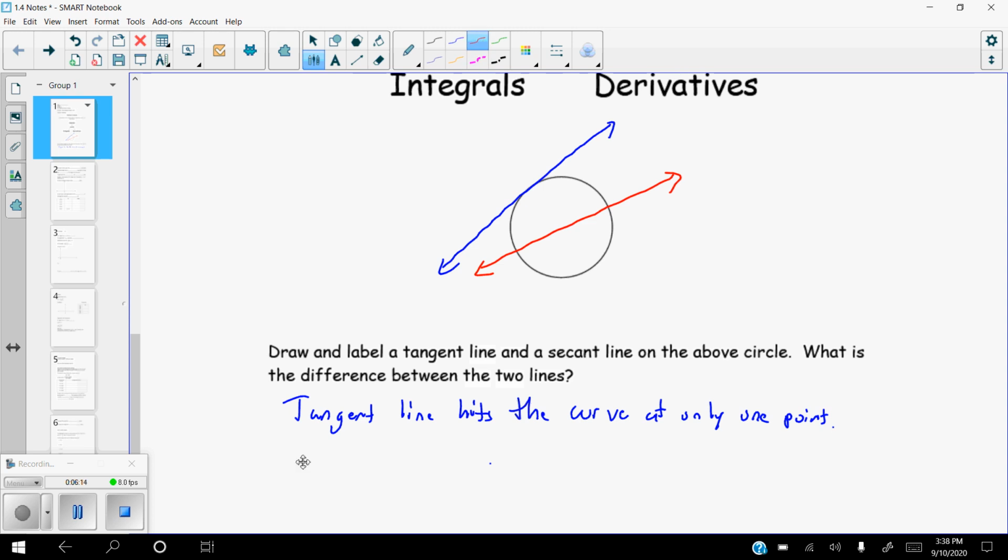And then we'll say our secant line hits the curve at 2 points. And that's really the general idea behind those two things. This is stuff that maybe goes back to geometry. I'm not sure if you would have seen it in some other class, but that's pretty much it. Tangent line hits 1 point, secant line hits 2 points. That's really the basis of how we're going to start to define limits.